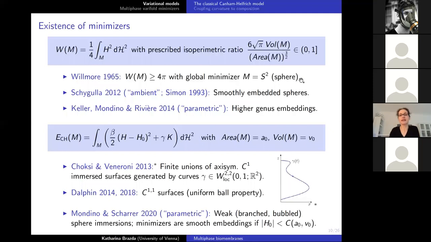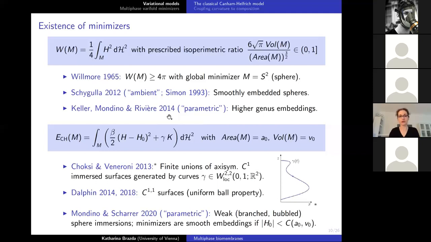And of course, as is well known, the sphere is the global minimizer with Willmore energy equal to 4 pi. And then with the isoperimetric ratio prescribed, Schygulla proved existence of minimizers with the geometric measure theory approach by Simon. So this is working with the images of the embeddings, whereas the existence of higher genus embeddings has been established by Keller, Mondino, and Rivière within the parametric approach, which works directly with a weak notion of immersions due to Rivière. So far for the Willmore energy.